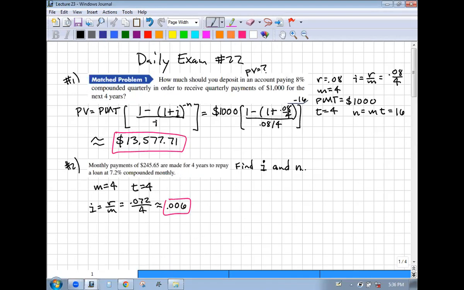We need what N is. Okay, well, N is the total number of periods. So it's the periods per year times the number of years. M is 12, T is 4, so N is 48. This one, you don't even have to use the formula. They're just asking you to figure out what the variables are, basically, that you're going to plug into the formula. All right, so this one, number 2, is easy. They weren't asking you to figure out much. Questions about this one? Okay.